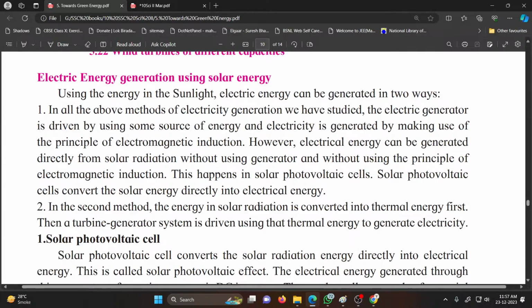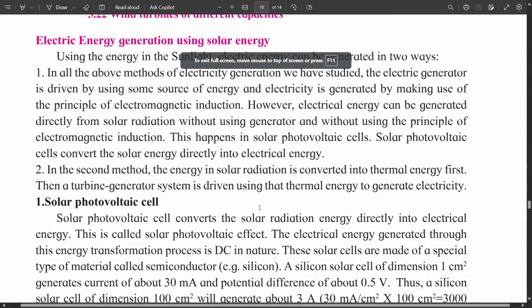Electric energy generation using solar energy. Using solar energy in the sunlight, electric energy can be generated in two ways.